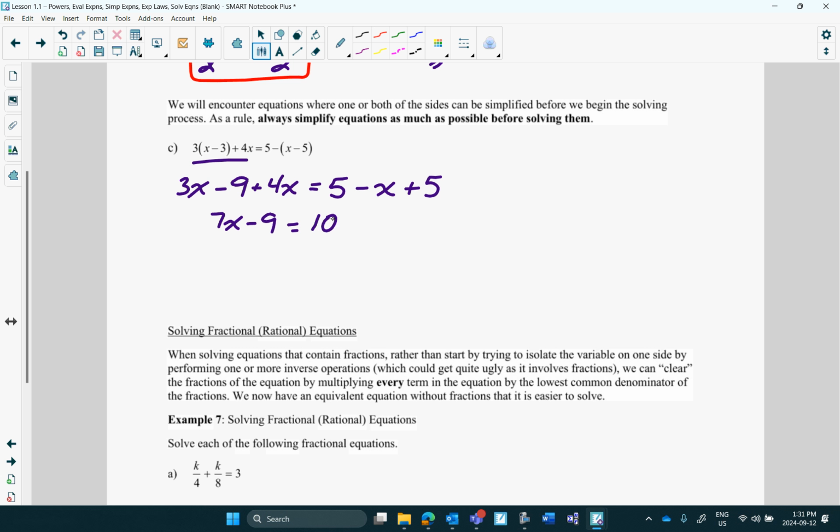10 minus x. Good. Now it looks like the above equation, where we just have to bring the x's together, then it's a two-step, and we solve from there. So add x, get 8x minus 9 is equal to 10.